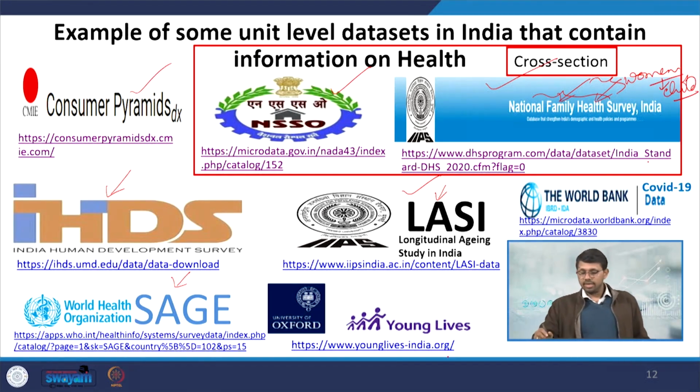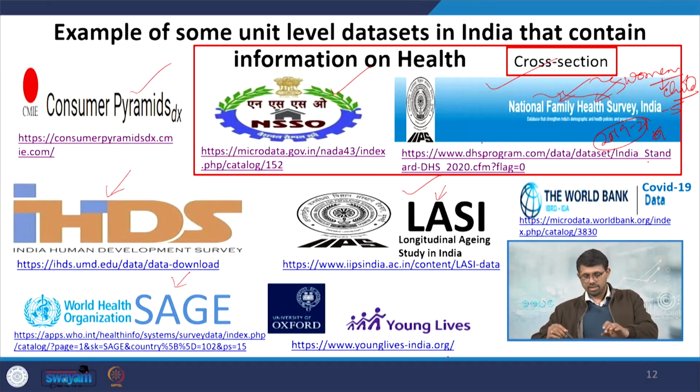The questionnaire, the latest round that was covered is 2019 to 21. This is the latest round, called NFHS 5. Okay, if you click on this link, all the databases are available. You need to do a simple registration with your college ID card. Then it will give you the data, and the portal is DHS datasets.